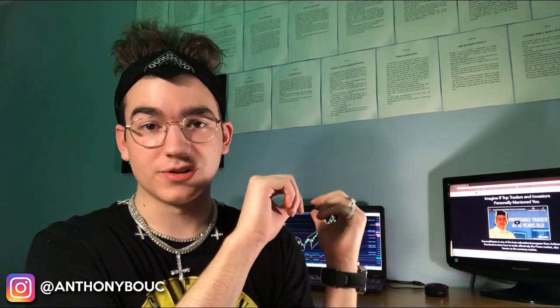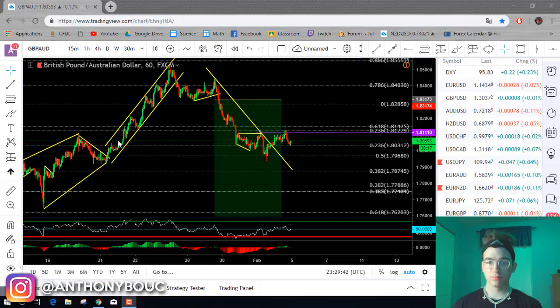Alright, so let's jump on the chart because I'm talking way too much sometimes. So let's get there and take a look at these trades.